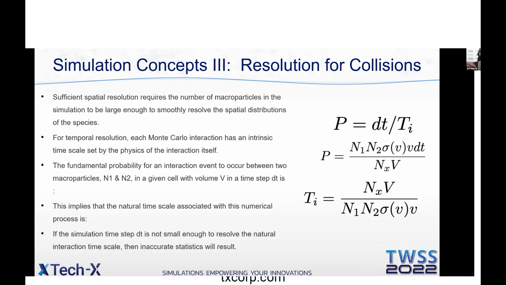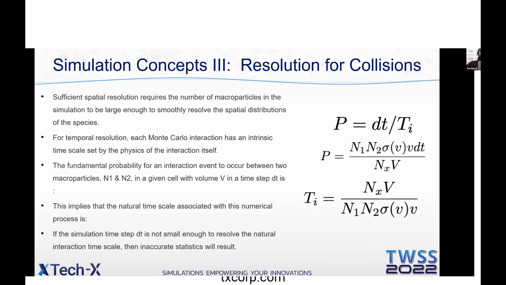For temporal resolution, each Monte Carlo interaction is going to have an intrinsic timescale set by the physics of that interaction itself, whether it be elastic or impact ionization. The probability of that interaction occurring in a single time step can be given by probability goes like dt, the size of your time step, divided by ti, the intrinsic time scale. The fundamental probability for an interaction event to occur is given on the right-hand side there. That's just two macroparticles, N1, N2, a given cell volume V, and the cross-section and velocities of the two interacting particles, sigma V and V. Do just a quick little bit of math, and we can actually get an algebraic answer for what our intrinsic timescale is.